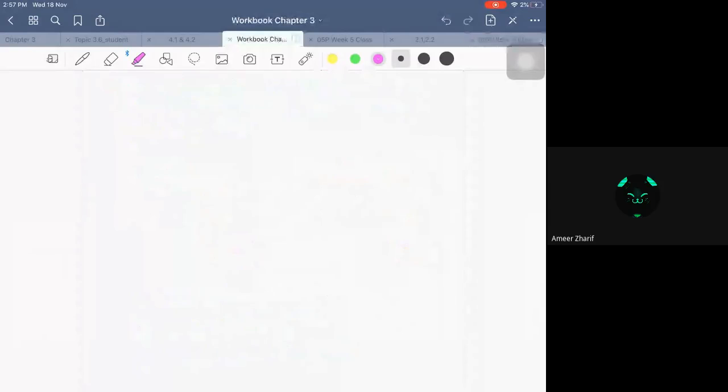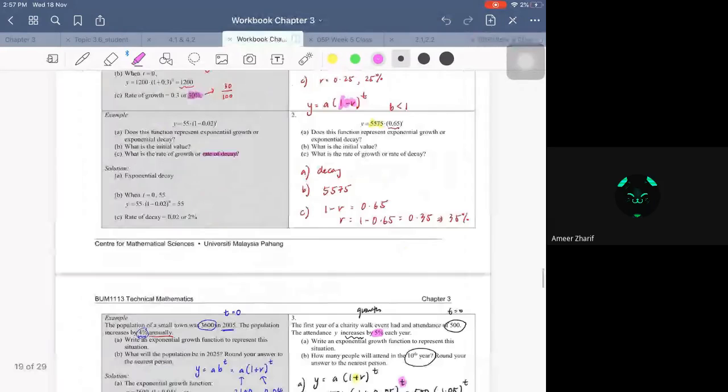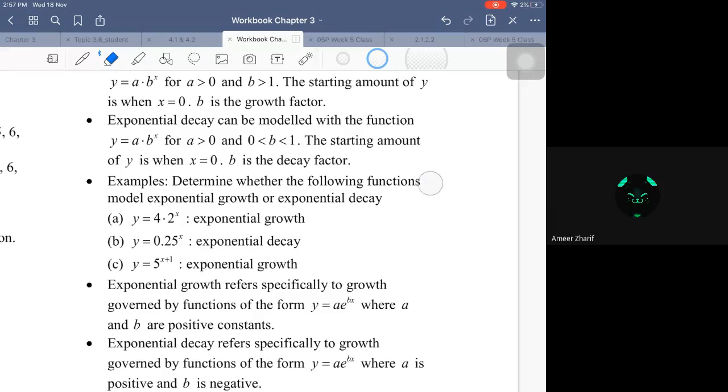So let's have a look at the workbook that you have. Okay, so this is the workbook. Let me clean this first. So there are 3 examples given over here. So dia kata kat sini, determine whether the following functions model exponential growth or exponential decay. So daripada function ni, kita nak tahu dia adalah growth ataupun decay. So how do we tell it's growth or decay? It's going to be based on the value of B. So like I mentioned just now, B lebih besar daripada 1, so it's going to be growth. And B lebih kecil daripada 1, it's going to be decay.